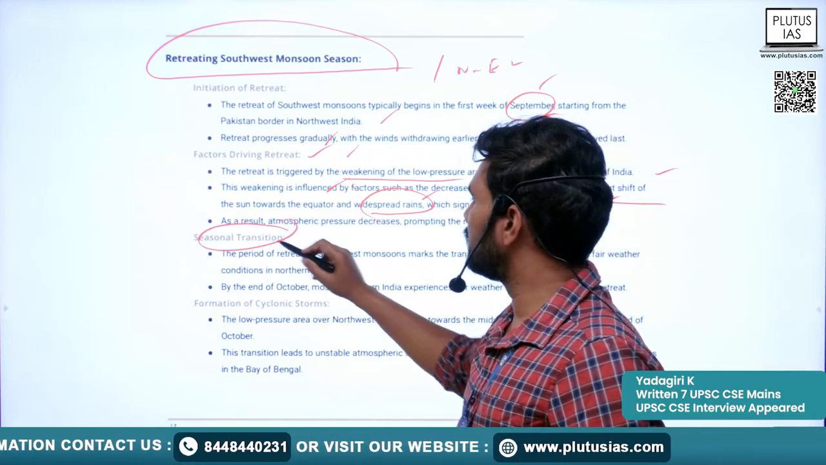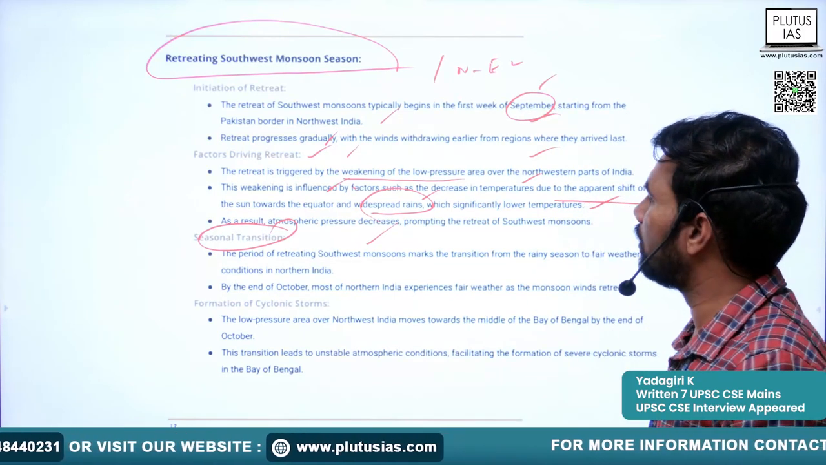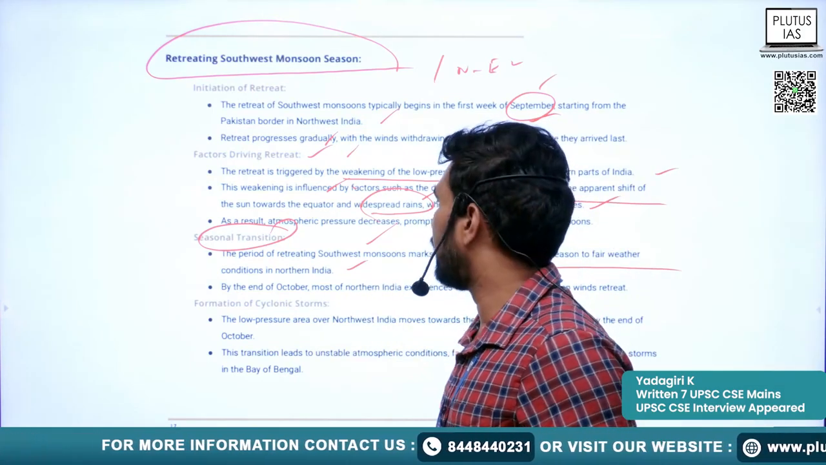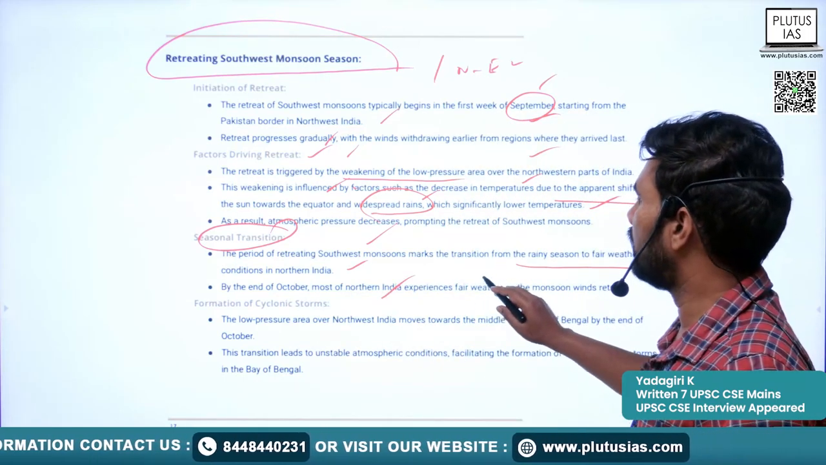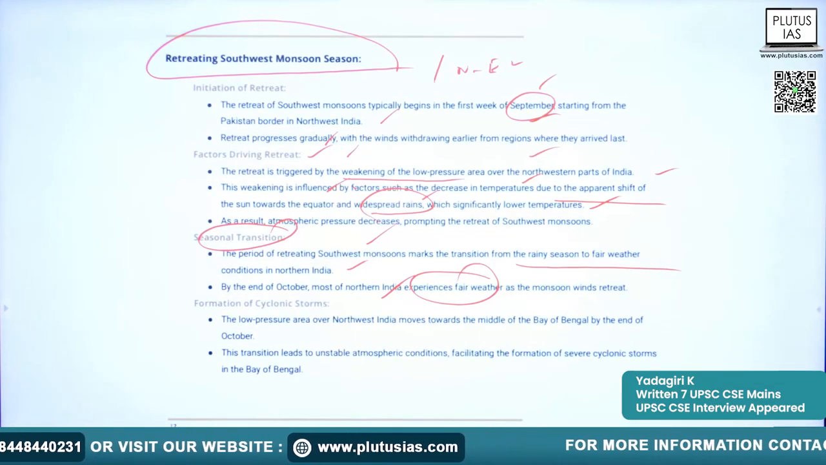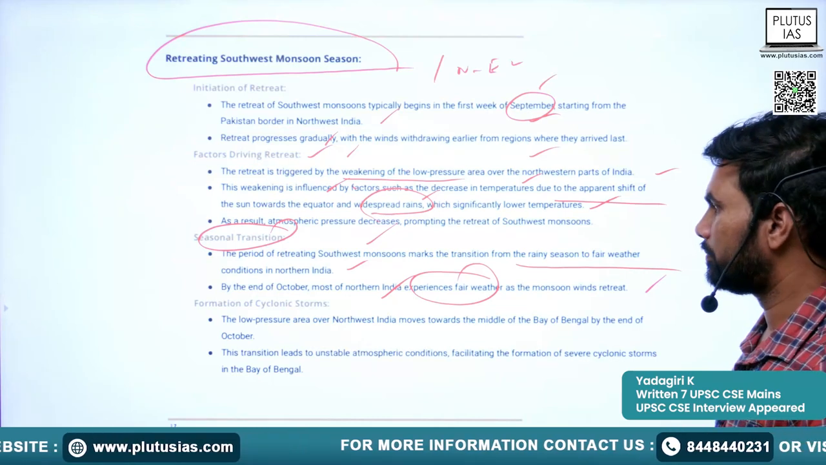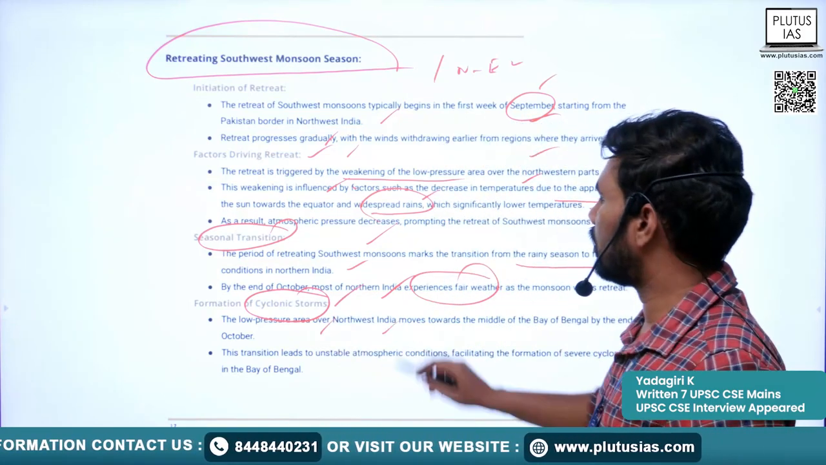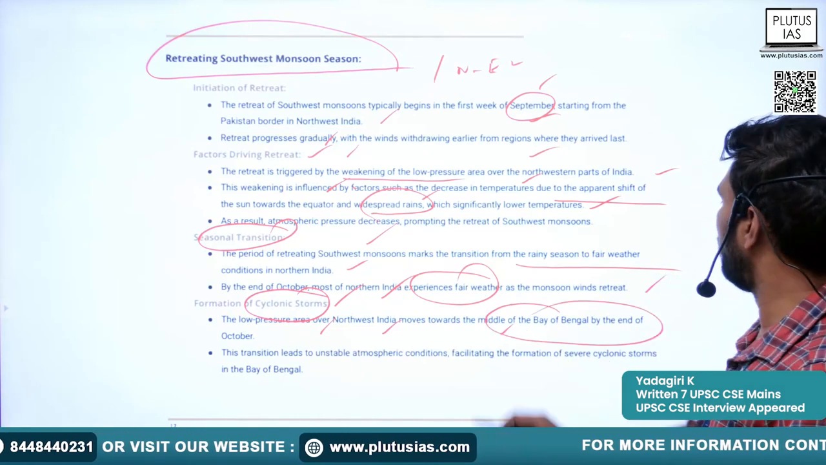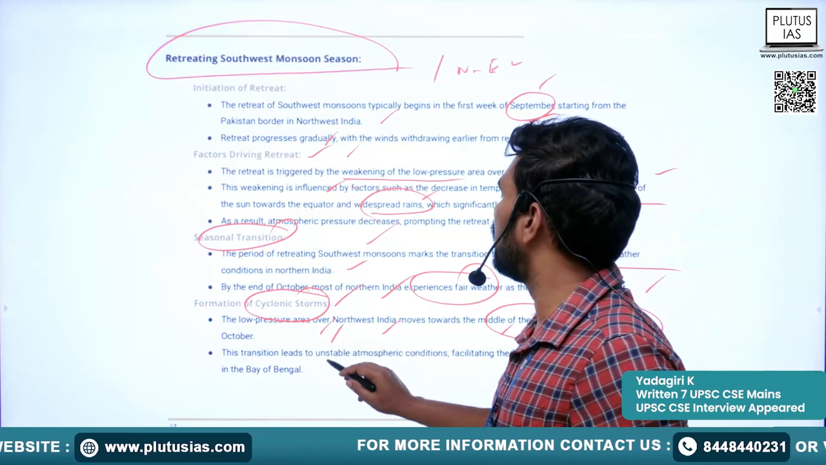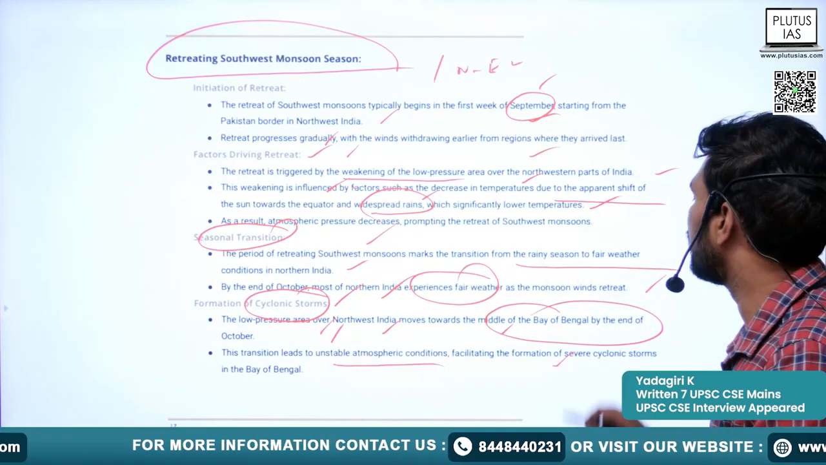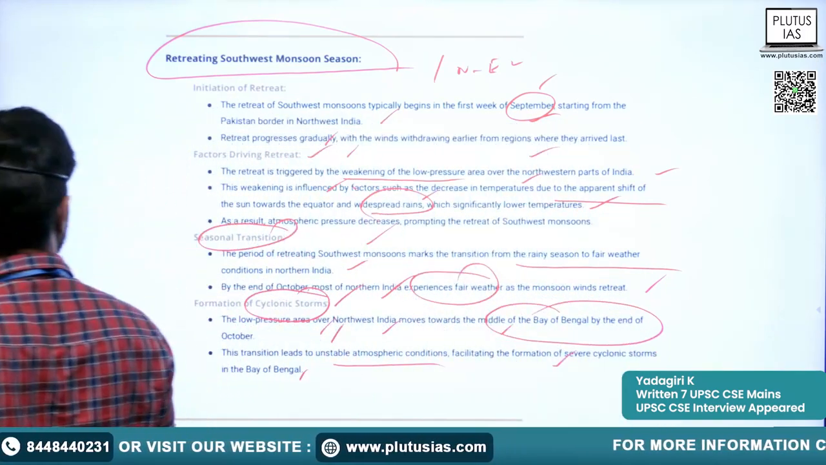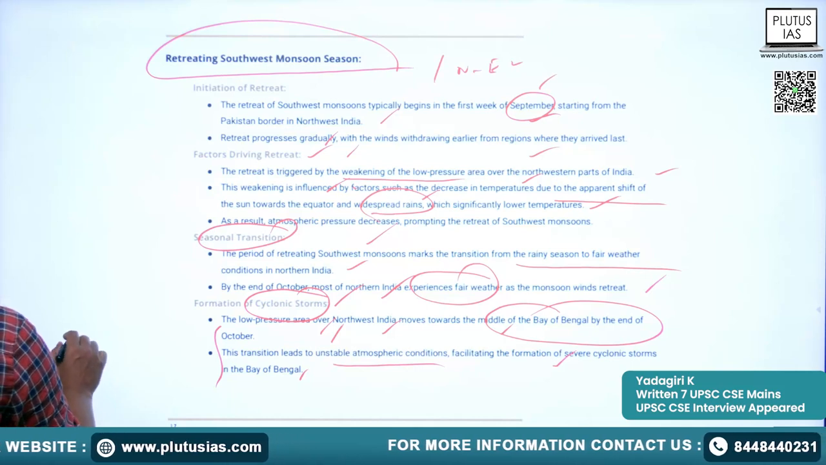If we see the seasonal transition, the withdrawal or retreating of monsoons transitions from the rainy season into fair weather conditions in northwestern India. By the end of October, most of northern India experiences fair weather conditions as the monsoon winds retreat. In this period, we can also see the formation of cyclonic storms. The low pressure area over northwestern India moves towards the middle of the Bay of Bengal by the end of October. This transition leads to unstable atmospheric conditions, facilitating the formation of severe cyclones in the Bay of Bengal. In October and November, especially in the winter, we will see tropical cyclones.